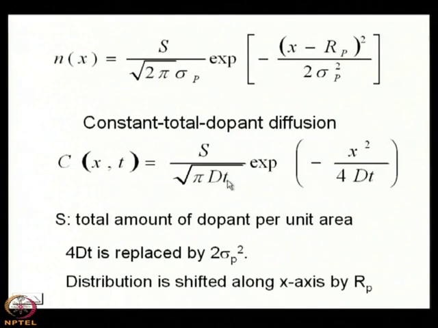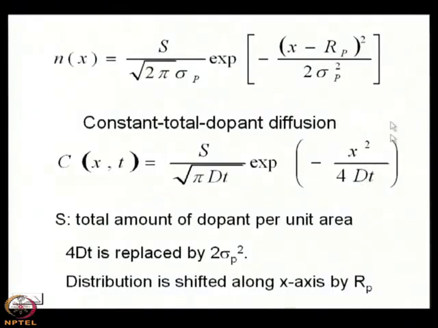Sigma p is outside. This sigma p is always outside. So if you compare these two relations, you will find that if 4 Dt is replaced by 2 sigma p square, and the distribution is shifted along the x axis by Rp, then these two things will be similar.